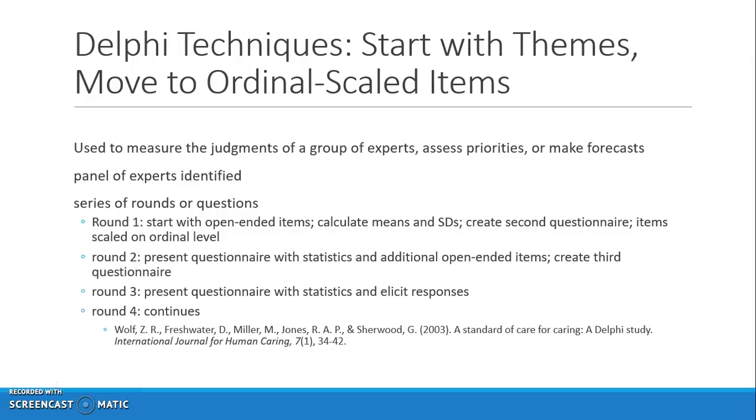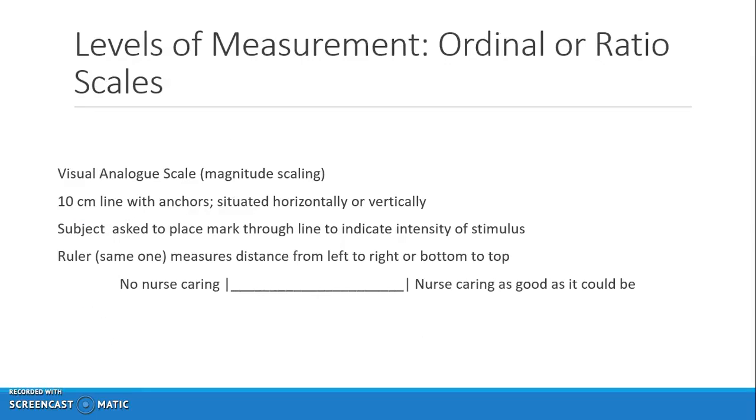And then they calculate the means from the first item along with the standard deviations, feed them back into the next round with hopefully the same participants, and then they go forward. And there's an example from the caring literature of one such study. Visual analog scales basically can be used as ordinal or ratio level scales.